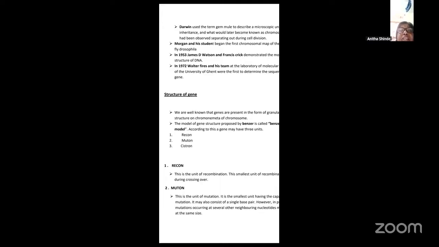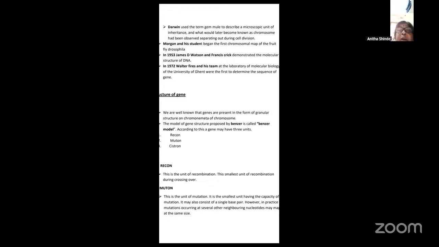The model of the gene structure was proposed by Benzer, and that is the reason why it is also called the Benzer model. According to his concept, the gene has three units. One is called the recon, the second is the muton, and the third is the cistron. These are the three units which are present in a gene.